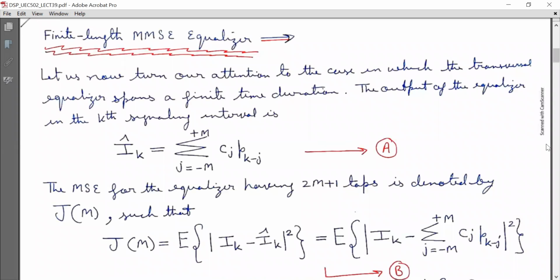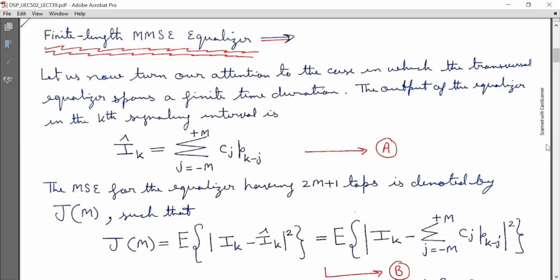Now we will discuss the finite length MMSE equalizer. In the last lecture, we derived the MMSE equalizer for an infinite number of tap coefficients. Let us now turn our attention to the case in which the transversal equalizer spans a finite time duration.